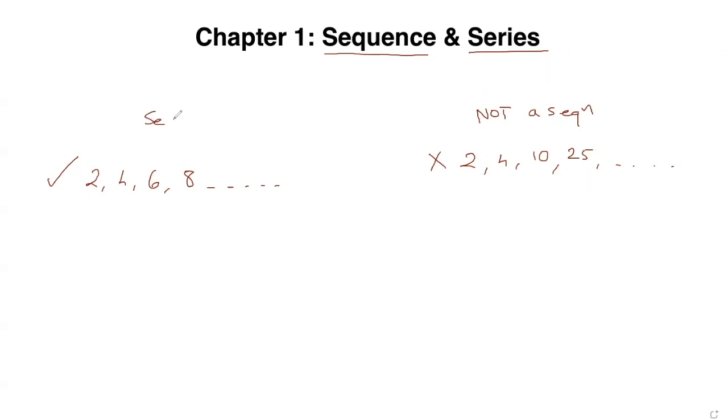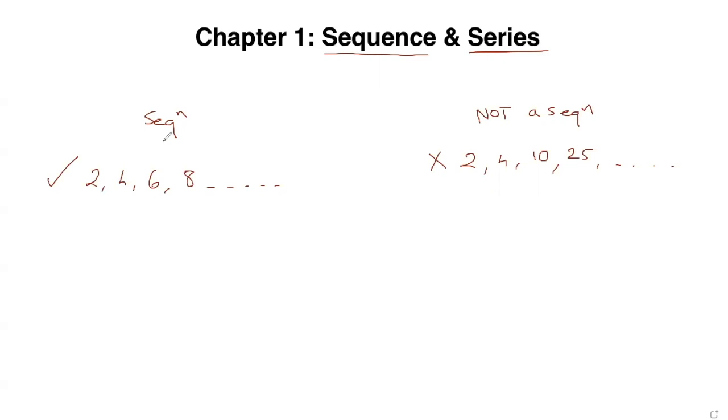And I want to start with an example, actually two examples. Let's say I have a sequence. It's a sequence of numbers. So I have, say, 2, 4, 6, 8. This is my first example, and that's the sequence. And the second example is 2, 4, 10, 25, and so on. Now, before we talk any further, I want to make it very clear that this is a sequence, and this is not even a sequence. So I'll write down here, not a sequence. And this is a sequence.